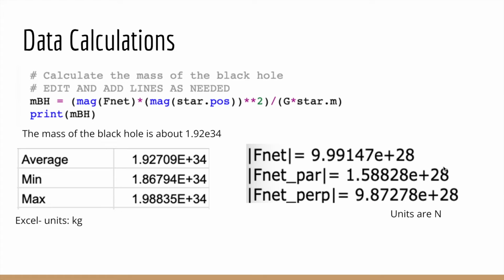So here are our calculations and data. The black hole's mass was not consistent and fluctuated. This could be attributed to an imperfect model. I derived the minimum, average, and maximum by using Excel. Here's my code that applies Newton's universal law of gravitation to find the black hole's mass. And here is our other data that we derived through the model as output.